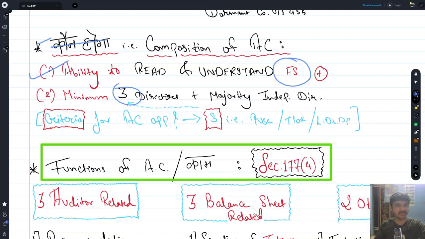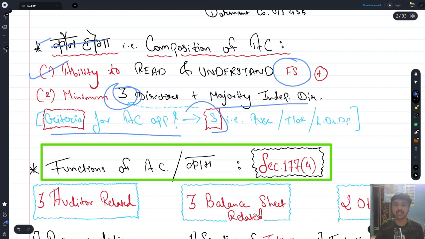Again 3, see, number 3 is coming again, so it should have minimum 3 directors, and the majority should be independent directors. Okay, so how are you going to remember that 3 directors criteria? Obviously, for the audit committee there were 3 criteria: paid up share capital, turnover, or those 3 components. So 3 things, and again here 3 directors. So that's how you are going to remember this. So the criteria for audit committee applicability is that you need to have minimum 3 directors.